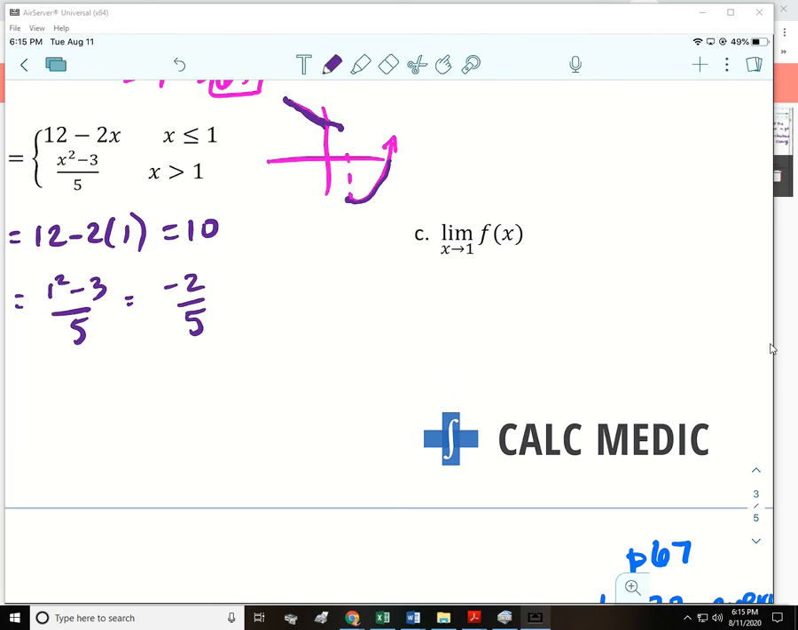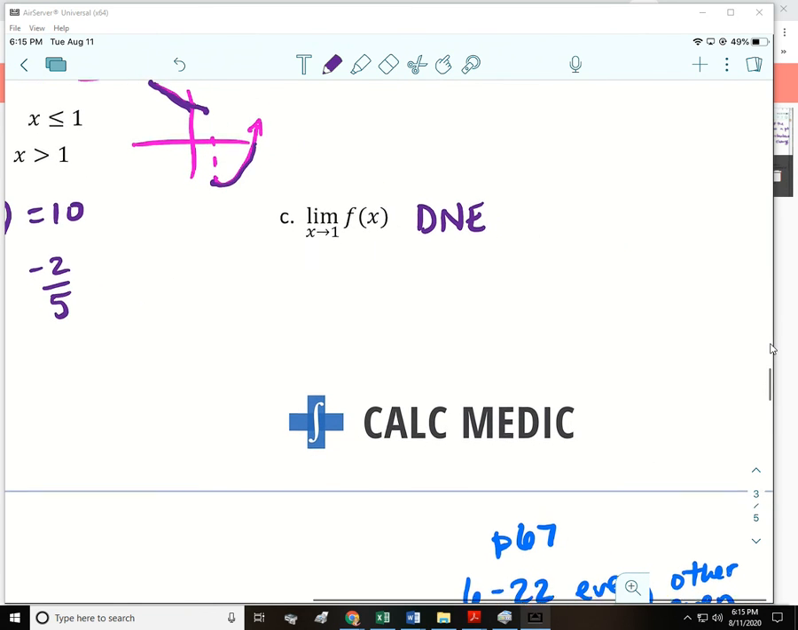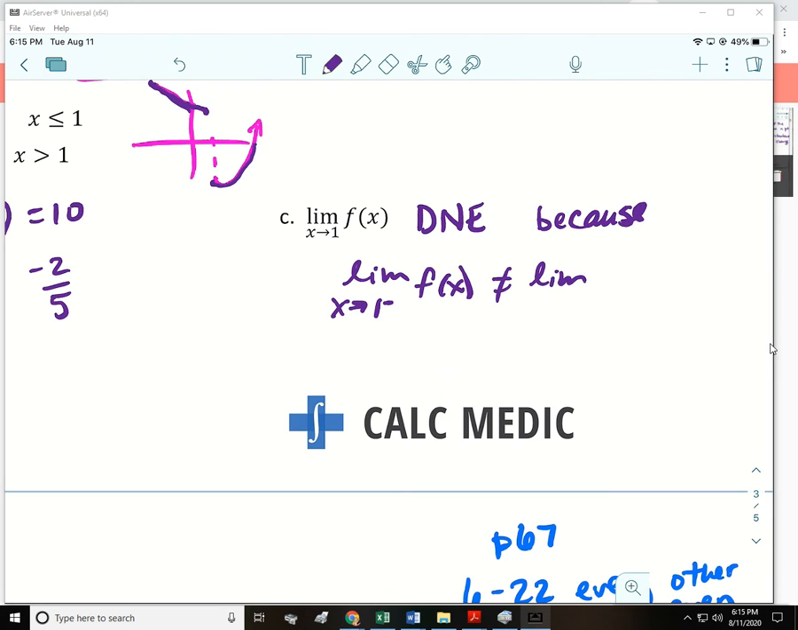So what do you guys think that means about that limit as x approaches 1 of f of x? I hope you thought that it does not exist. And when a limit doesn't exist, it is a good idea to explain why. So this limit does not exist because the limit as x approaches 1 from the left of f of x does not equal the limit as x approaches 1 from the right of f of x.